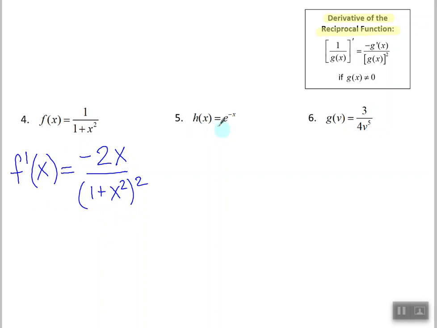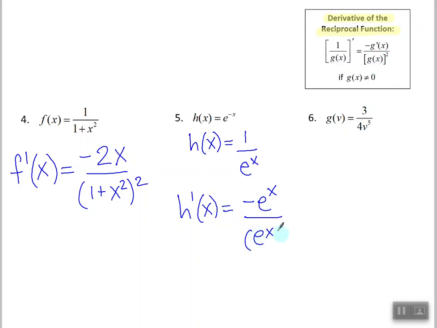Number 5 says h of x equals e to the negative x. First, I want to think of this h of x as 1 divided by e to the x. Now, I could use the quotient rule or use this corollary for the reciprocal function, since this is the reciprocal of the function e to the x. Using that reciprocal function derivative, h prime of x equals negative of the derivative of that function e to the x, which is just e to the x, divided by e to the x function squared.